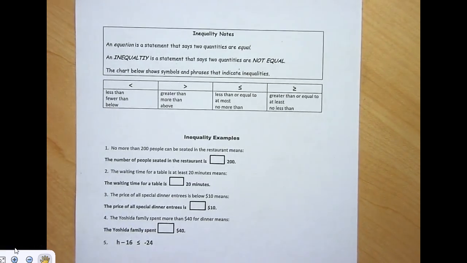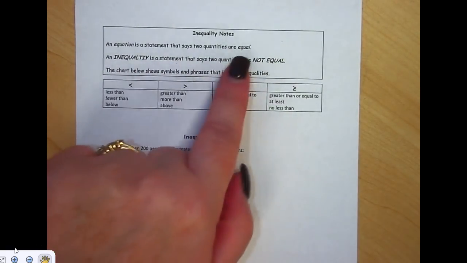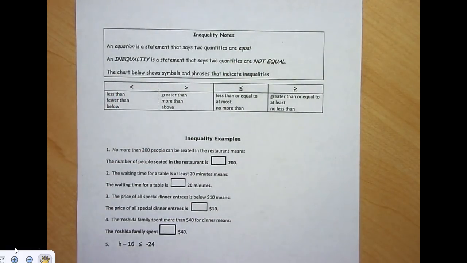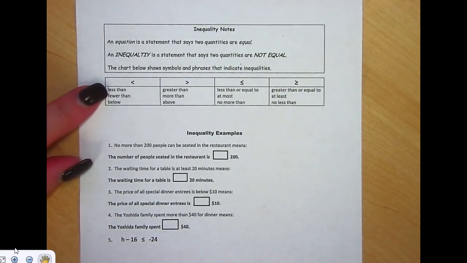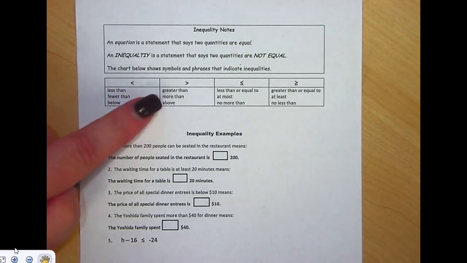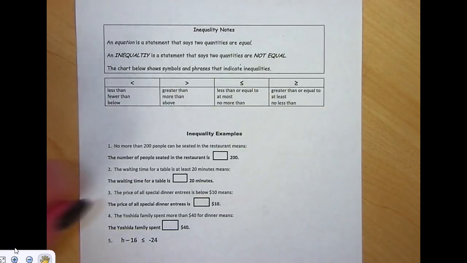Inequality notes. An equation is a statement that says two quantities are equal. So we've been doing equations. Now we're going to work on inequalities. An inequality is a statement that says two quantities are not equal. The chart below shows some symbols and phrases that indicate inequalities. So if we see less than, it's this sign, fewer than or below. As you're reading words and trying to translate it, if you see those, it's that symbol. Greater than, more than, or above is this symbol.